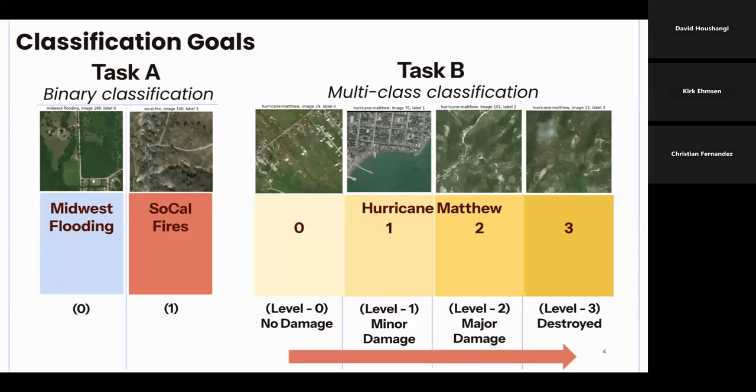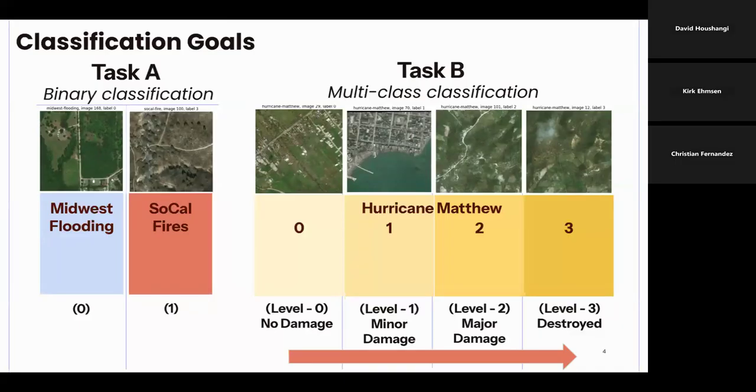This slide summarizes the two prediction tasks in our project. Task A is a binary classification problem where the goal is to distinguish between two very different types of disasters, Midwest flooding and Southern California wildfire. These events leave distinct signatures in the satellite images, so the model learns to separate them based on texture, color, and environmental patterns. Task B is a more challenging task.